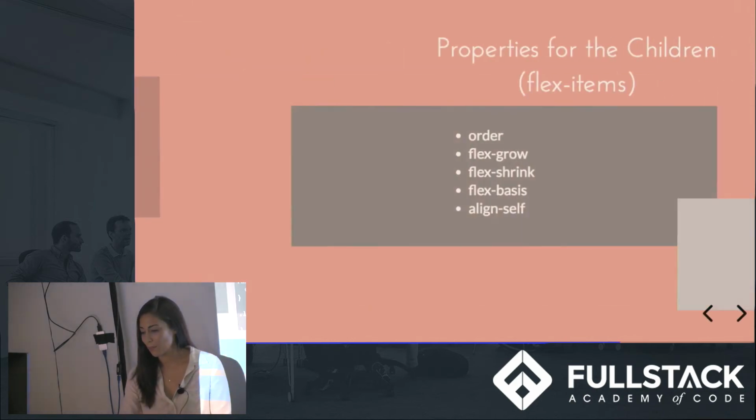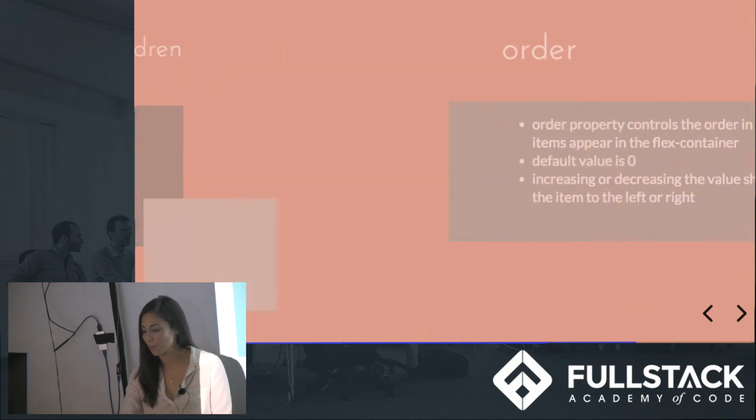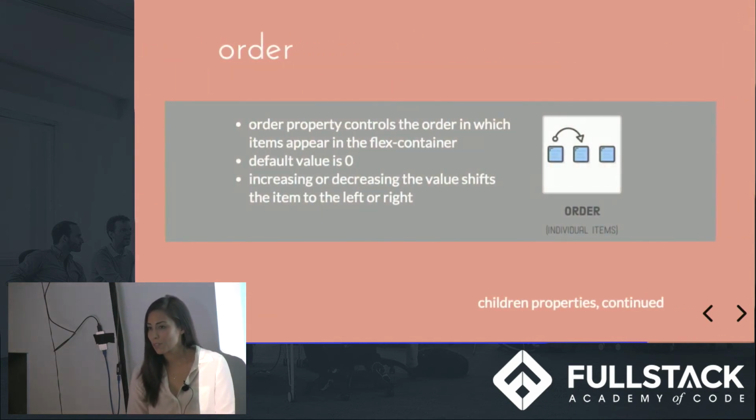Okay, so we have been primarily talking about positioning flex items through properties set on the parent container, but it's also possible to manipulate flex items through properties on the flex item itself. Child properties are as follows: order, flex grow, flex shrink, flex basis, and align self. The order property controls the order in which the items appear in the flex container. It doesn't affect the surrounding flex items, and the default value is 0. If you increase or decrease the value, it shifts the items to the right or left.